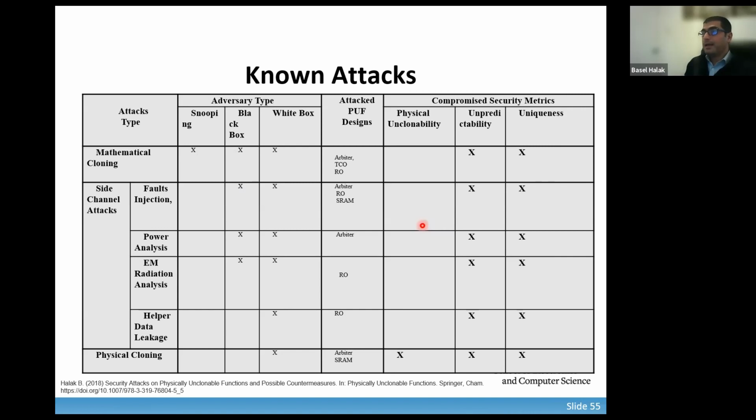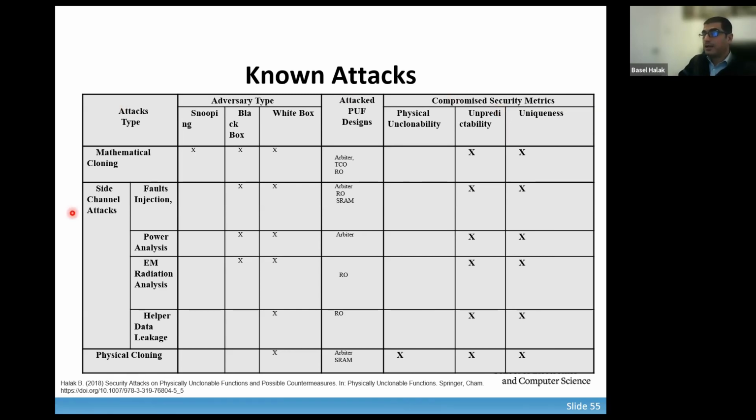So the table here shows you just the attack type, and for each attack type, what kind of adversary can wage this attack, and the compromised security metric in each case. So for mathematical cloning, this can be waged by any attacker, so by snooping, black box or white box, and it affects all types of strong PUFs, and it effectively undermines both the unpredictability. We can build the model that can predict the responses and uniqueness of the PUF, because we created a clone of it.